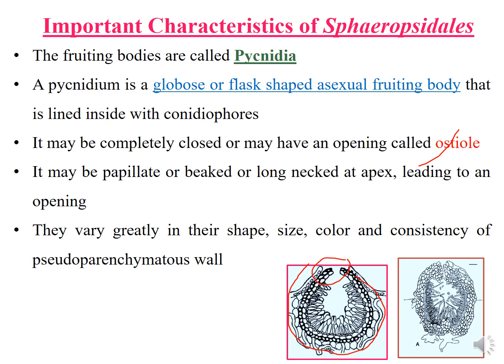It may be papillate or beaked or long necked at the apex. So this pycnidium may be globose, or it may be a flask shaped structure having a beak at the apex, and they vary greatly in the shape and size of the pycnidium, and in the color and consistency of the pseudoparenchymatous wall also. This pycnidium is made up of pseudoparenchymatous tissue. So based on this tissue, the shape, size and color of the pycnidium vary in the different genera.